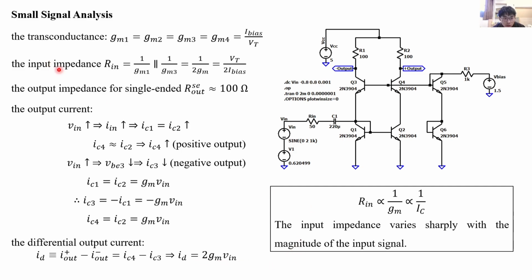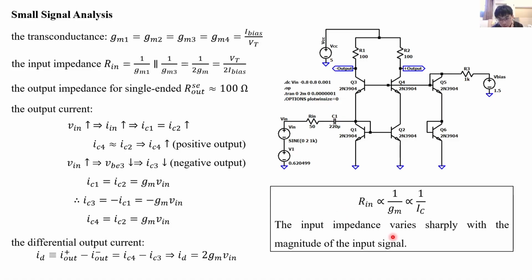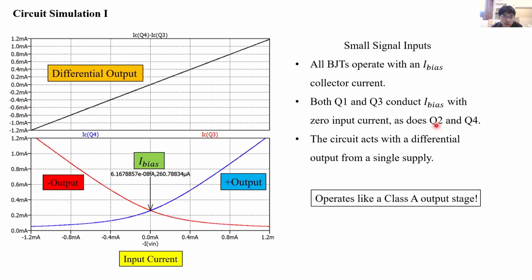And we notice that the input impedance is proportional to 1 over gm and proportional to 1 over IC. So the input impedance varies sharply with the magnitude of the input signal. The next part is the input impedance improving. But we need to check the simulation first for this one circuit.